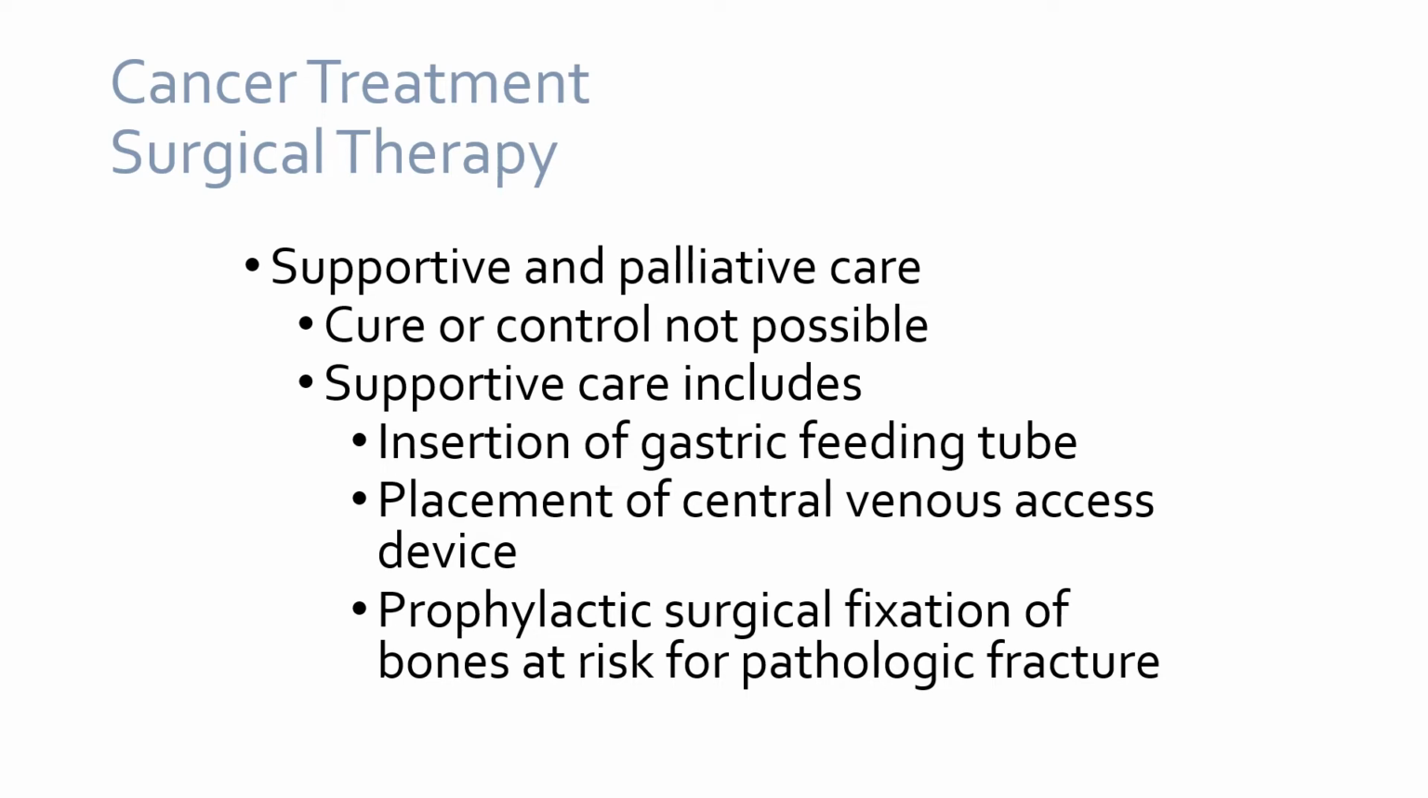Surgery, supportive or palliative care when cure or control is not possible. These are some examples if the patient wants this or the family wants this for the patient. Insertion of a gastric feeding tube, so this would be a PEG tube, percutaneous endoscopic gastrostomy. Placement of a central venous access device for the chemotherapy. We can also draw blood from that. We can give blood if they need it. It's the fancy triple lumen catheter that they typically put in the jugular or in the subclavian vein.